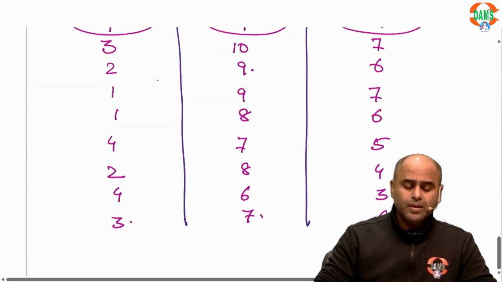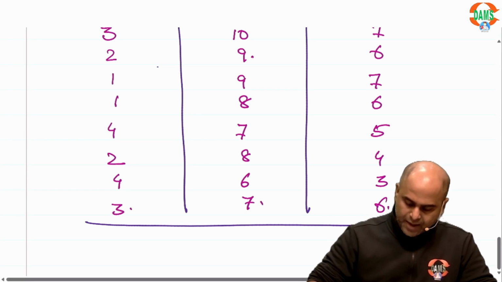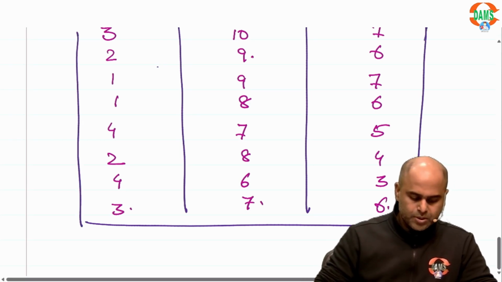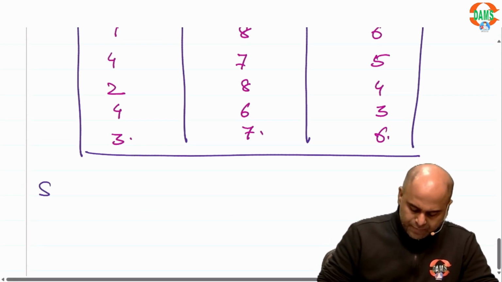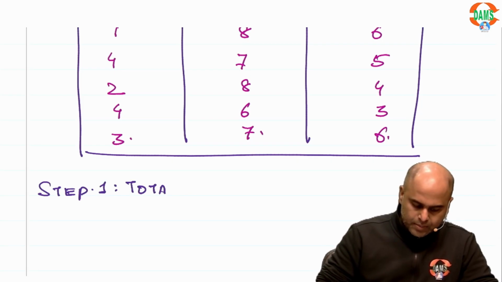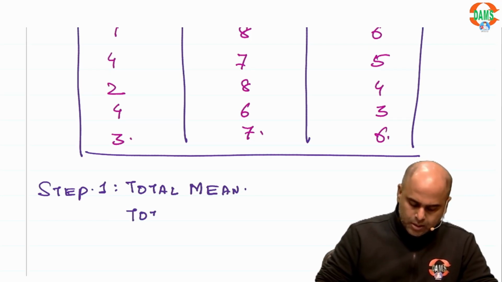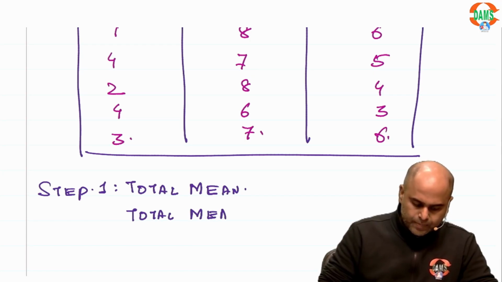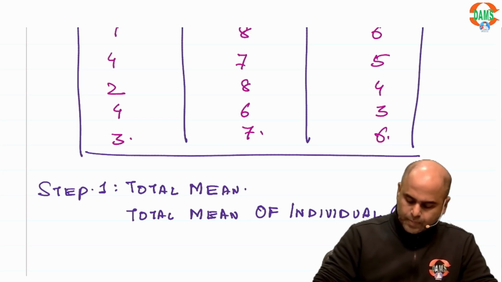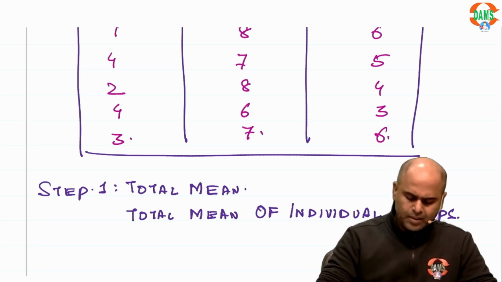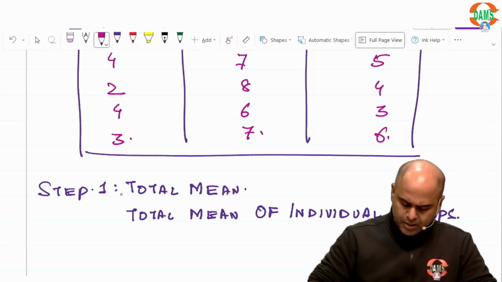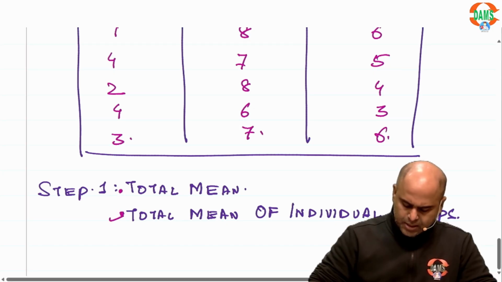Yes guys, here if you see we have values for each of the 3 groups. So the first step will be, we have to get the total mean and also the mean of individual groups. Normally, how do we calculate mean? Add and divide by the sample size. So guys, this is not that tough.